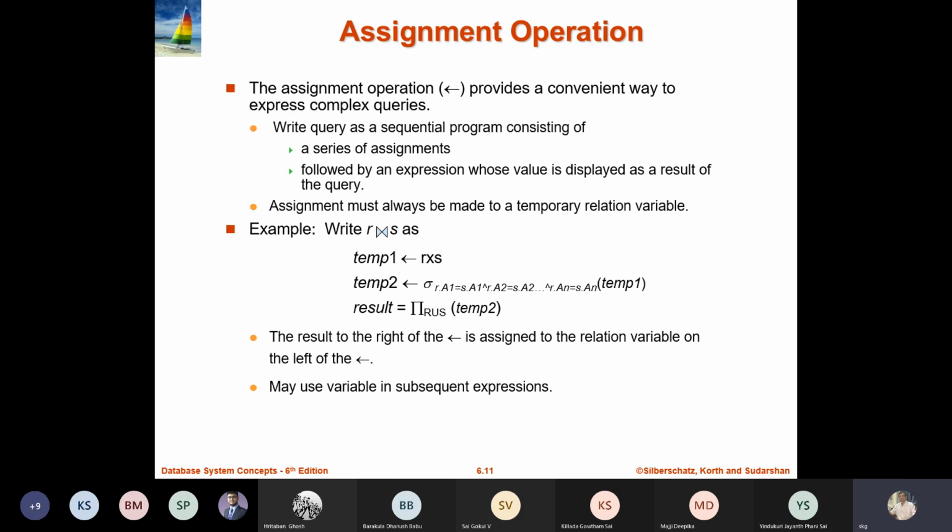So when the queries are complex, this may be helpful to express those things. So the result to the right of this back arrow is assigned to the relation variable on the left of the back arrow, right? In this case, temp1 is assigned this, temp2 is assigned this value, and then finally the result is the union, a project on temp1 and on the temp2 relation. So we may use variables in subsequent expressions. That is what we did.